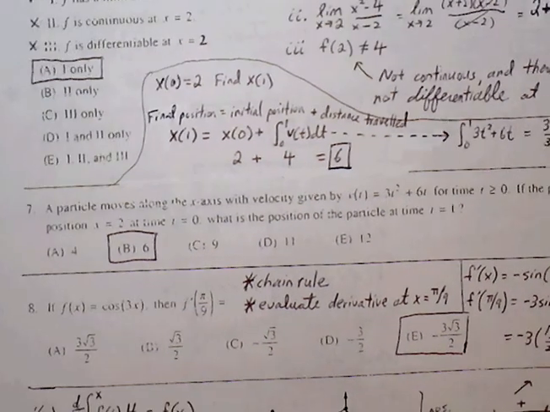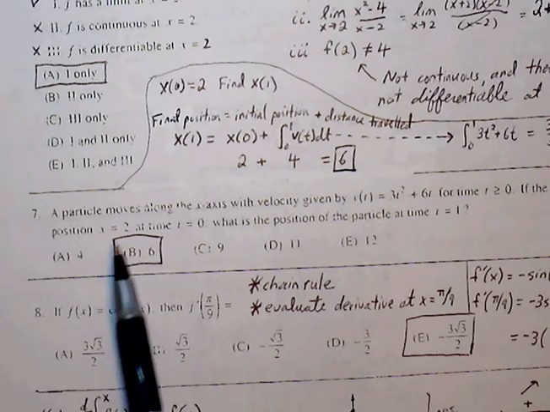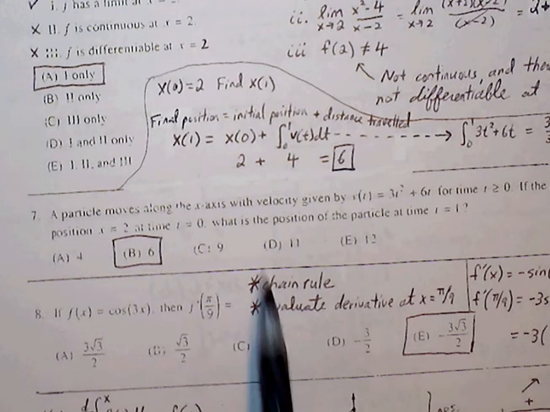Okay. Number 7, a particle moves along the x-axis. Number 8.